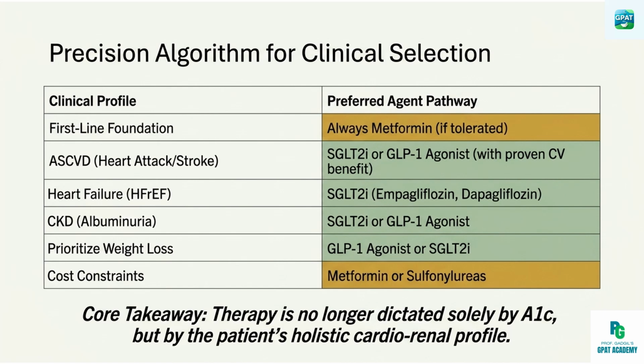Next, we will discuss choosing the therapy. For first line, metformin is preferred if tolerated. For ASCVD, that is heart attack or stroke, SGLT2 inhibitor or GLP-1 agonist are preferred. For heart failure, SGLT2 inhibitor are preferred. For CKD, SGLT2 inhibitor or GLP-1 agonist are preferred. Weight loss needed, then GLP-1 agonist or SGLT2 inhibitor are preferred. To avoid hypoglycemia, then metformin, DPP-4I, SGLT2I, GLP-1 agonist, and TZDs are preferred. For cost or access, metformin or sulfonylureas are preferred.